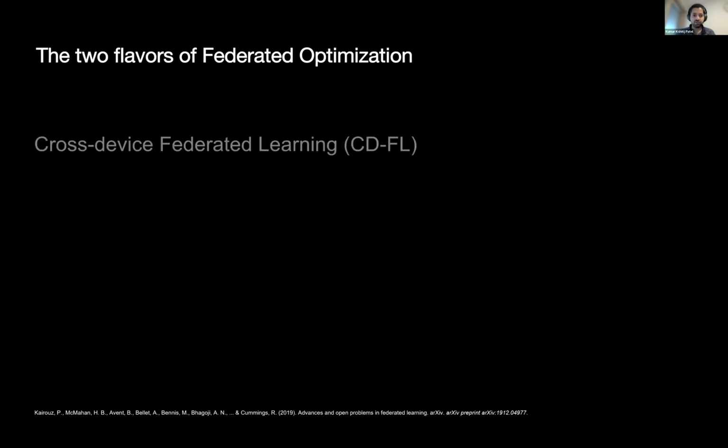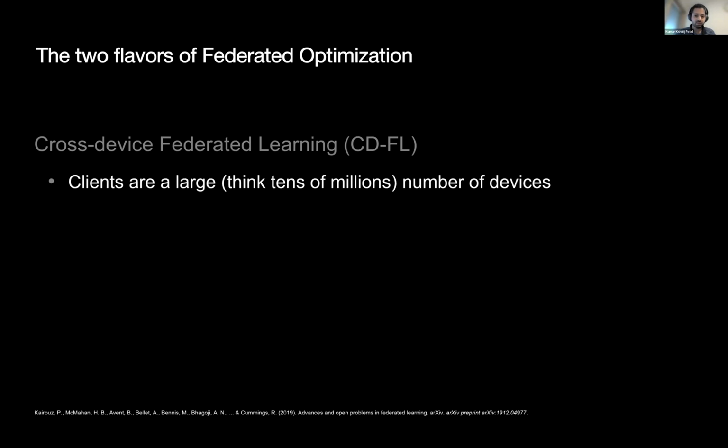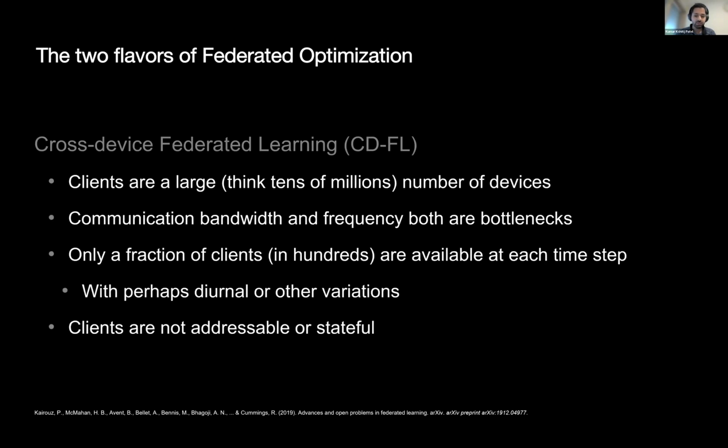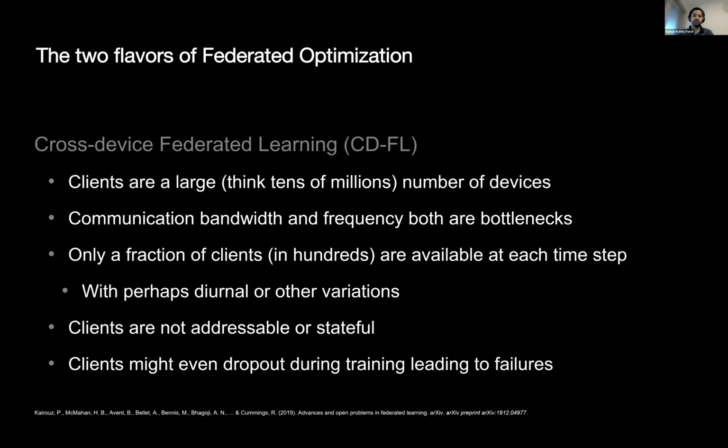There's also a second flavor of federated optimization. I'm largely going to skip through this, but essentially what we are looking at here is, instead of 2 to 100 or a few dozen clients, you have millions of clients, millions of devices. Think of mobile devices. And again, communication bandwidth and frequency are the bottleneck. But more importantly, only a fraction of clients are available at each time step.